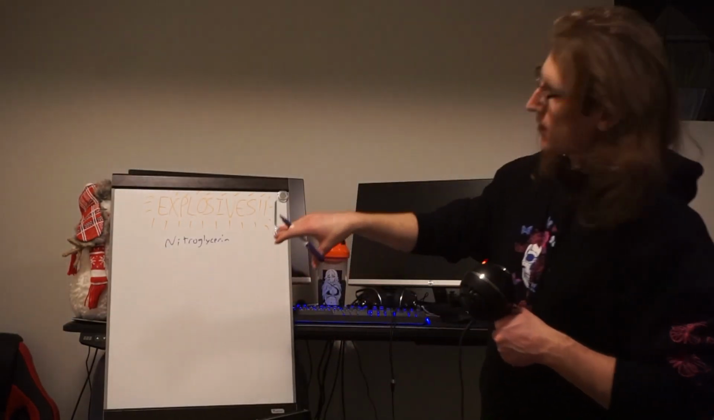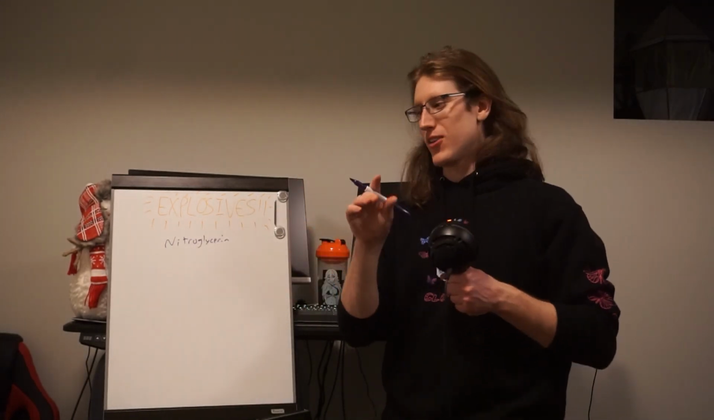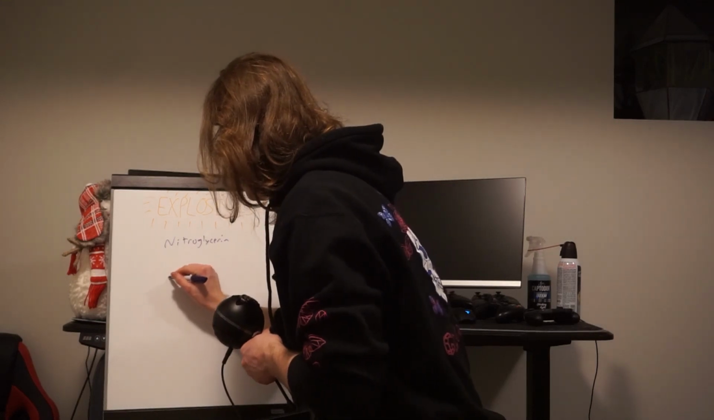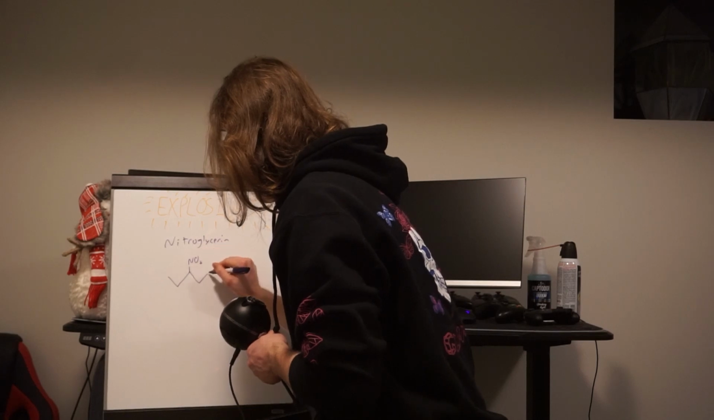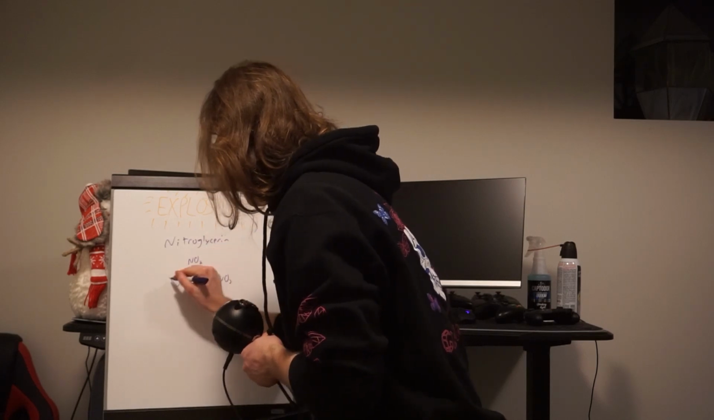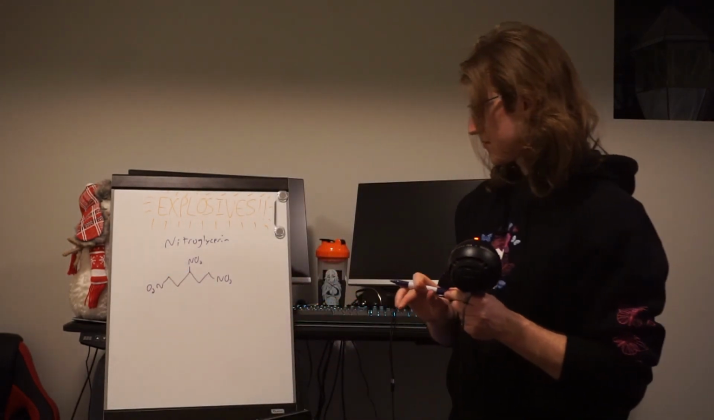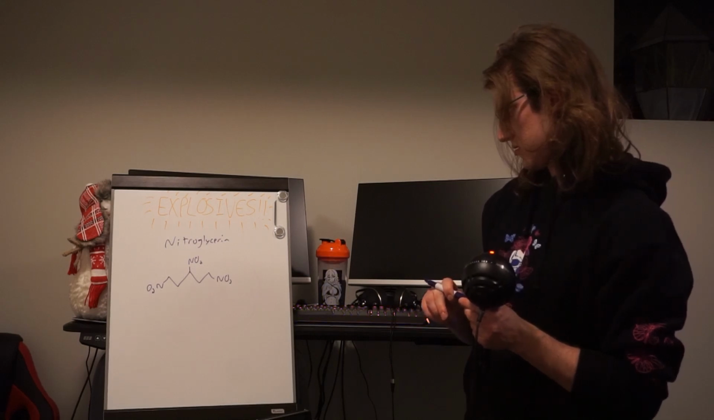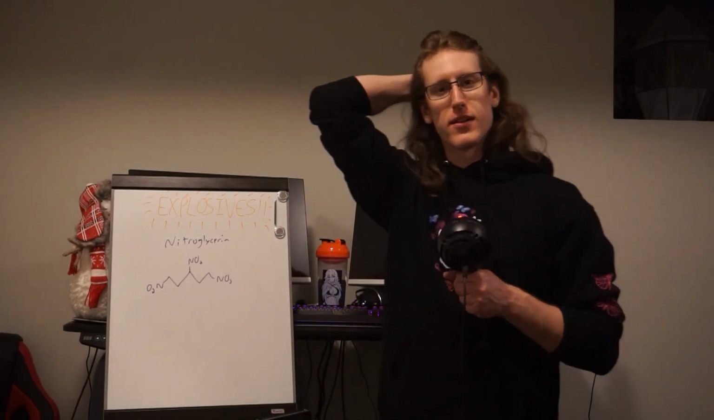Alright, the next one we're going to talk about is nitroglycerin. This is the molecule Alfred Nobel made. Oh god, how does the structure go again? That looks right. I'm just gonna go with it. Alright. So that is the structure of nitroglycerin.